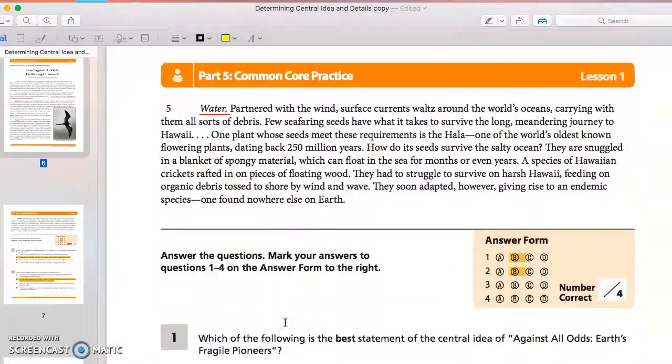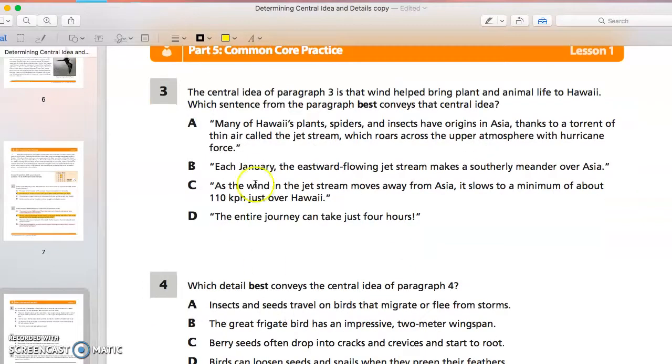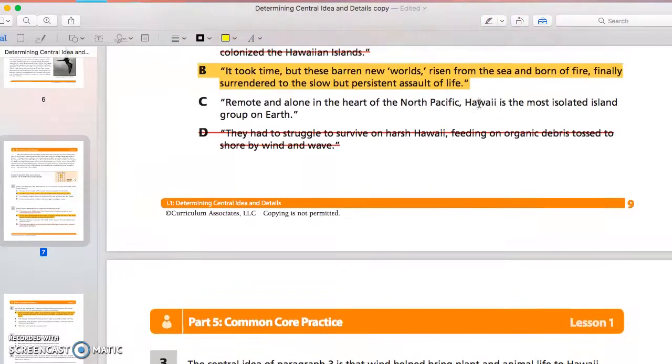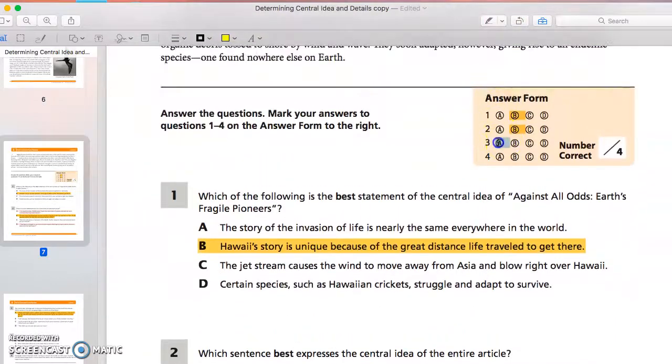So as we are scrolling down, many have origins in Asia thanks to a torrent called the jet stream. Well, yes, absolutely. This is a comment about an eastward flowing jet stream, but it's not about how plants and spiders and insects got there. It's not about how fast it is. It's not about how long it takes. It's about that's how the spiders got there. So we'll explain that that's how the spiders got there. If you're over here, highlighting it.